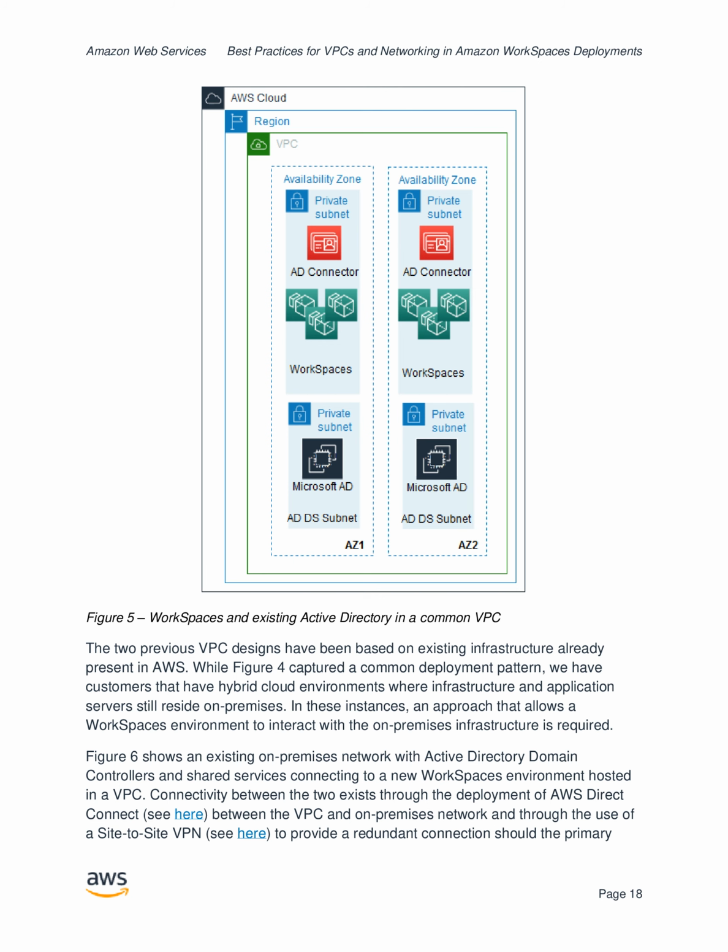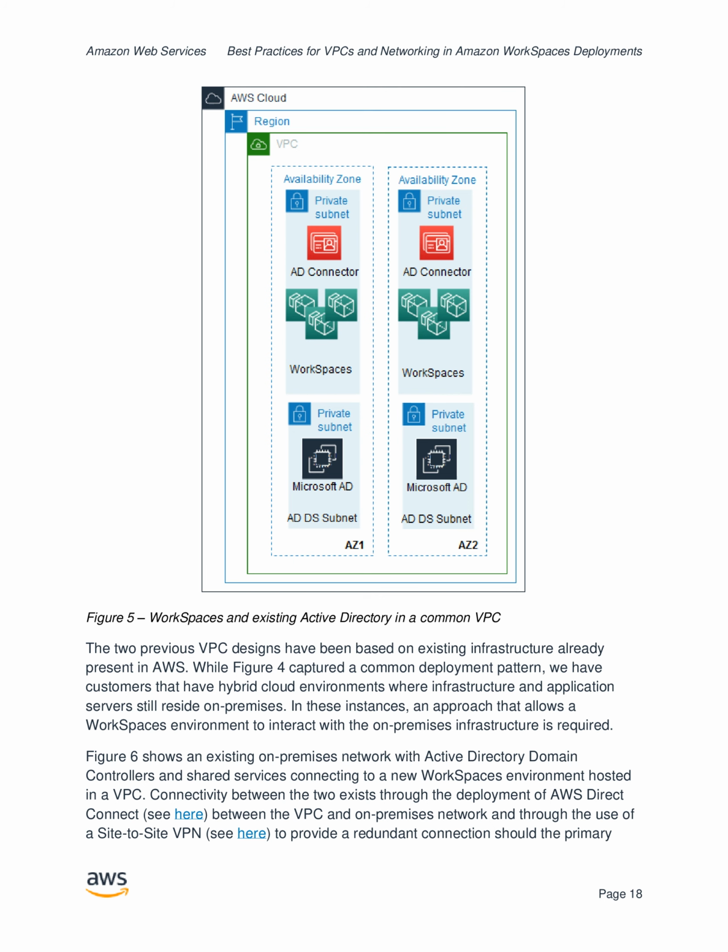The 2 previous VPC designs have been based on existing infrastructure already present in AWS. While Figure 4 captured a common deployment pattern, we have customers that have hybrid cloud environments where infrastructure and application servers still reside on premises. In these instances, an approach that allows a WorkSpaces environment to interact with the on-premises infrastructure is required.